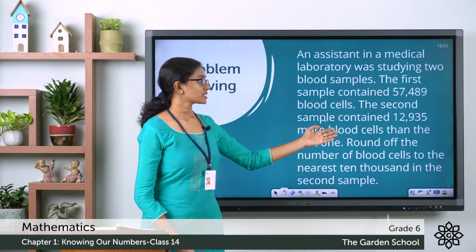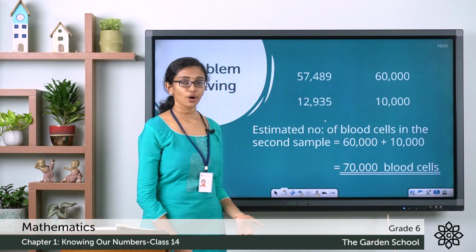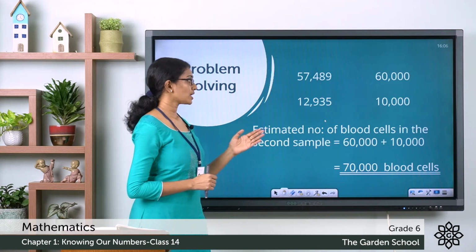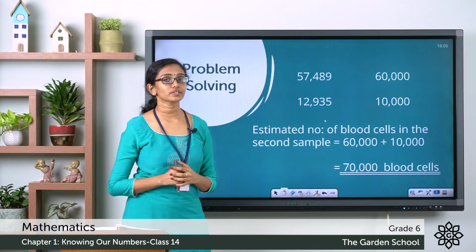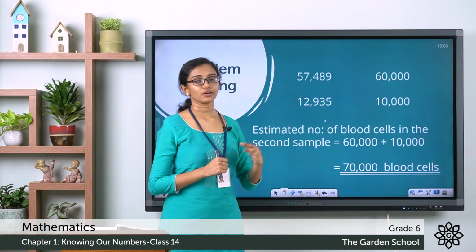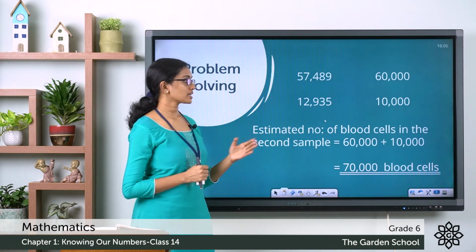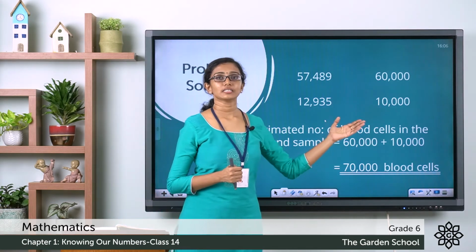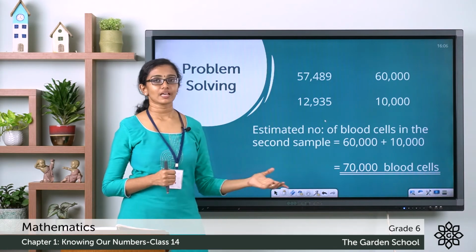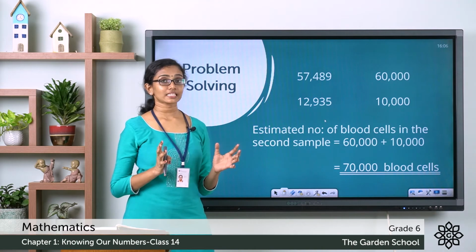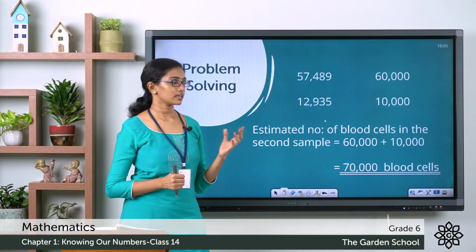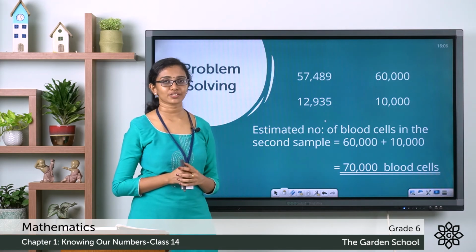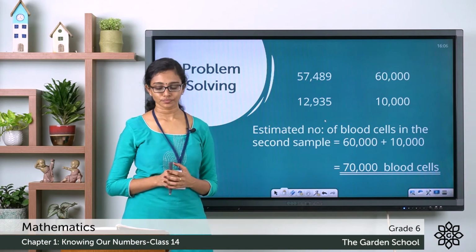So the number 57,489 rounded off to the nearest 10,000s becomes 60,000 and the number 12,935 rounded off to the nearest 10,000s becomes 10,000. And hence the estimated number of blood cells in the second sample is equal to 60,000 plus 10,000, that is equal to 70,000 blood cells. This is an estimated value or approximate value or number of blood cells in the second sample. It is not the actual value but close to the actual value. So I hope this is clear to you.